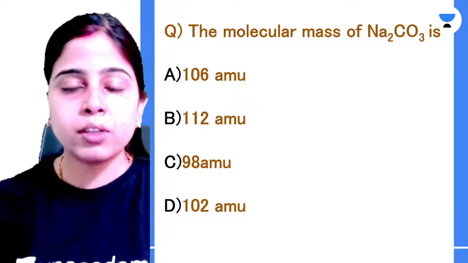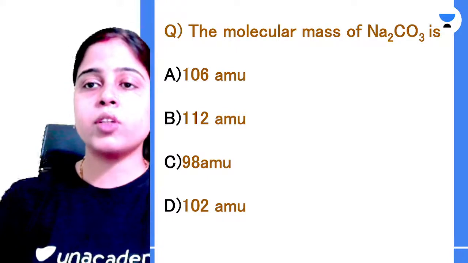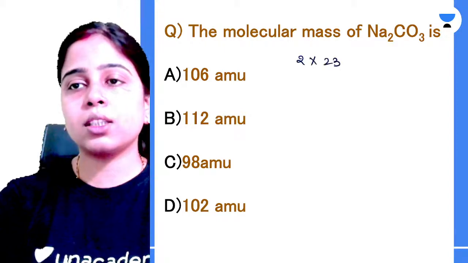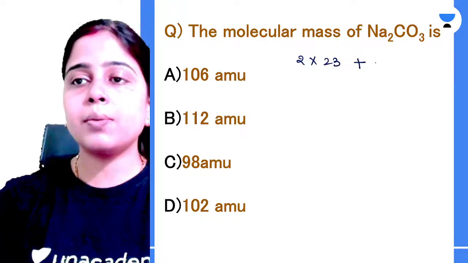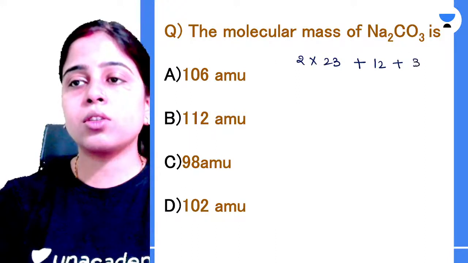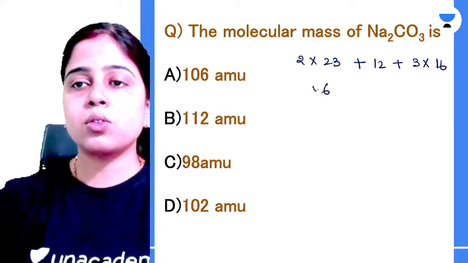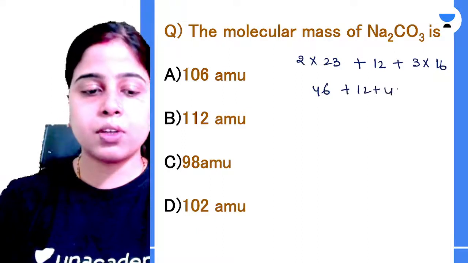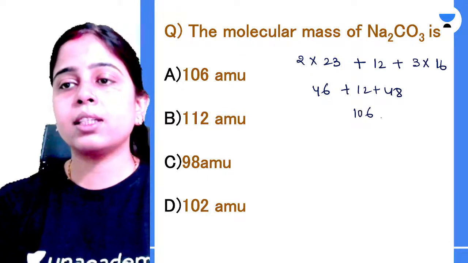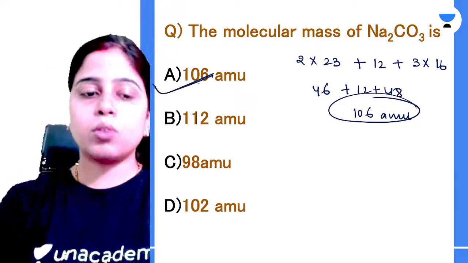The next one, the molecular mass of Na2CO3. Let's find out. 2 atoms of sodium, so 2 into 23, plus 1 atom of carbon, so 12, plus 3 atoms of oxygen, so 3 into 16. 2 threes are 6, 2 twos are 4, plus 12, 16 threes are 48. Let's add it: 6, 2 is 8, 8, 16, 4, 4 is 8, 8, 9 and 1 is 10. So 106 AMU is the molecular mass of sodium carbonate.